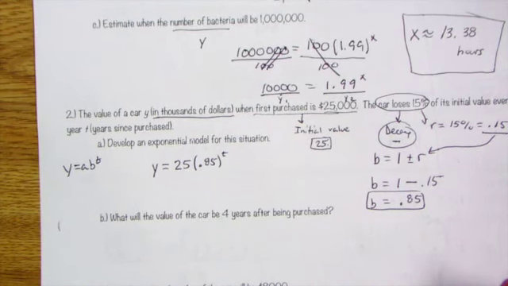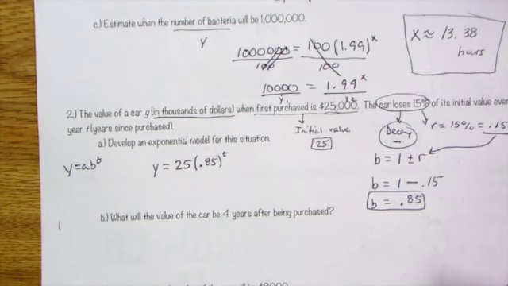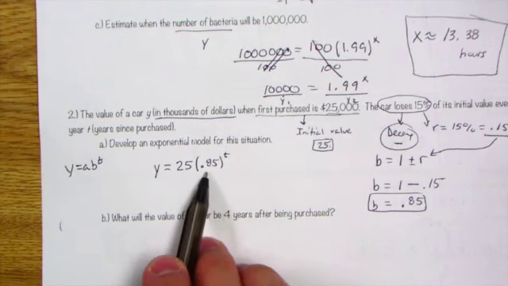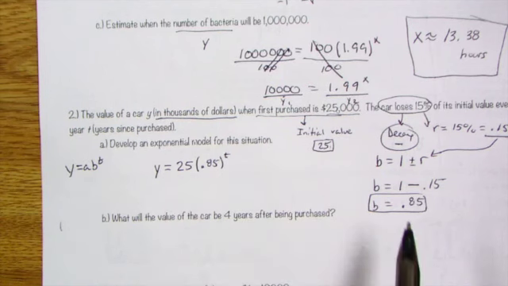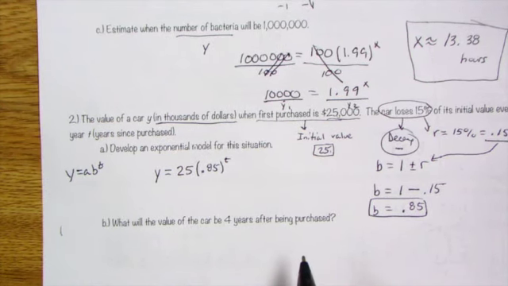So there is our formula, y equals 25 times 0.85 to the t power. We got our growth factor. It is less than 1, so that means it's decreasing. And we started with 25, which represents 25,000. And so now we can solve. What will be the value of the car after 4 years of purchase?